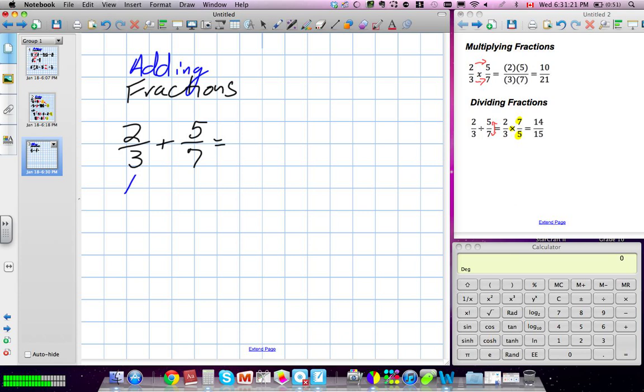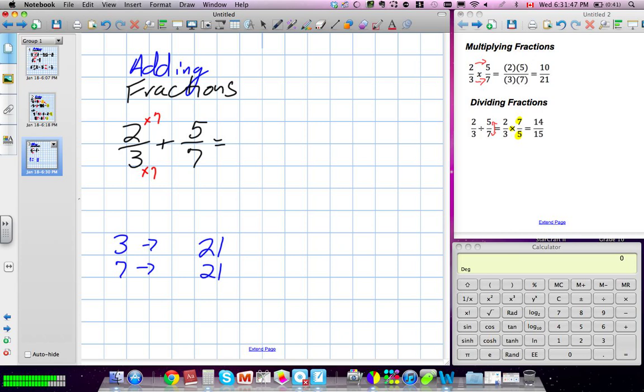So what we're going to do is put the multiples of 3 and 7, until we get to a common denominator. 21. Yeah, you're right. 21 is going to be a common denominator. Great. So what would I multiply the first fraction by to get the bottom to be 21? 7. Yeah, that's right. Multiply this by 7. So whatever you do to the bottom, do to the top. And what about the other fraction? By 3. That's right.